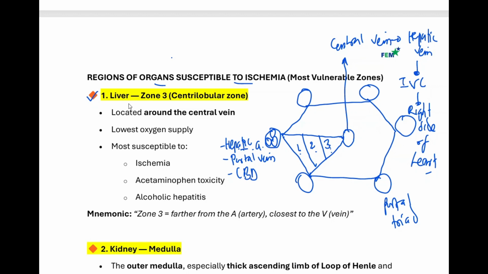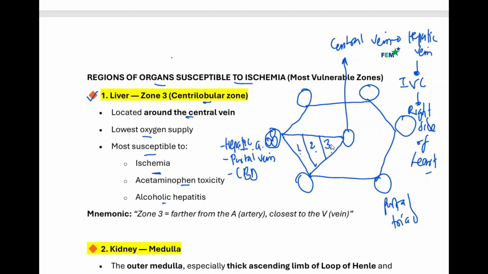So zone 3 will be the zone in the liver that is more prone to ischemia. Zone 3 is what we call the centrilobular zone, because it's around the central vein. It has the lowest oxygen supply and is the most susceptible to what? Ischemia. Most susceptible to acetaminophen toxicity and also most prone to alcoholic hepatitis.